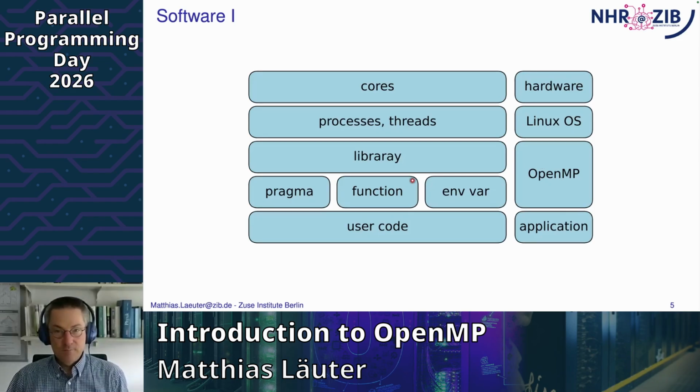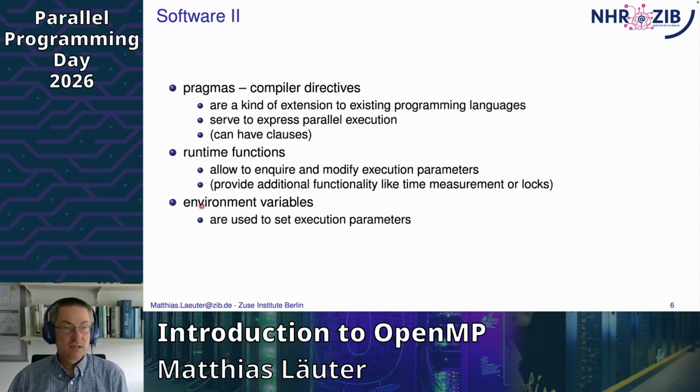It is a library. OpenMP has support as part of a library, but OpenMP needs to be supported by the compiler. And we have three interactions from the user side. It's pragmas, functions, and environment variables. Our application, our user code, is exactly interacting with the pragmas, the functions, and the environment variables. We will see these three in our examples, which now follow. So pragmas, runtime functions, and environment variables.